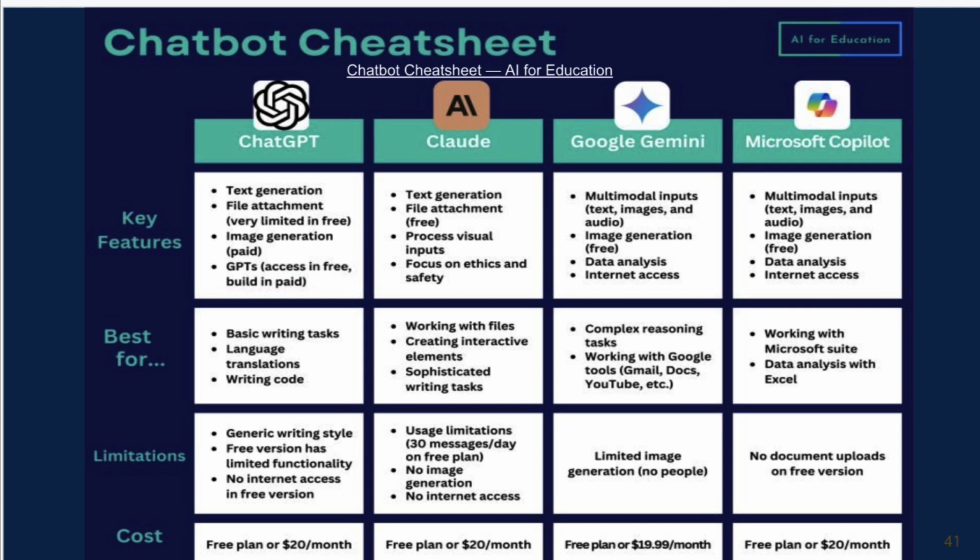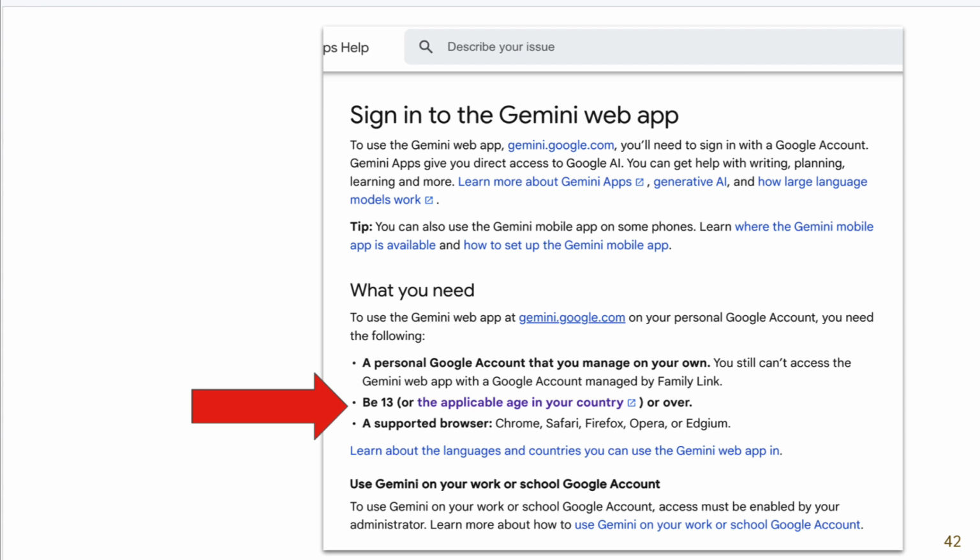This is from AI for Education. This is a nice chart. There are many out there. Aaron Tay has done a number of them on the academic level, but these are the current features as I'm recording of some of the major large language models. I want you to note that a number of these had not been available for use with young people before, but Gemini is now available for ages 13 and over.